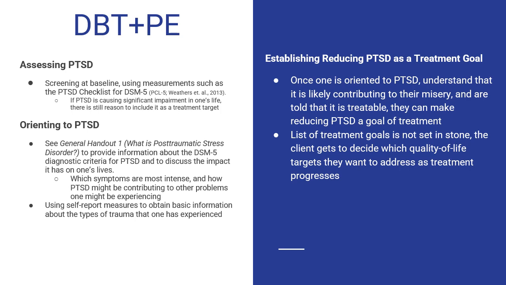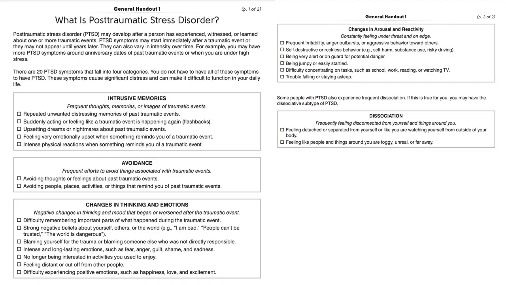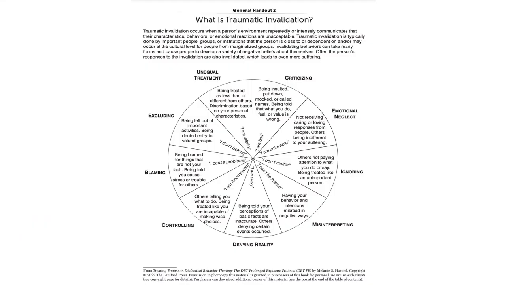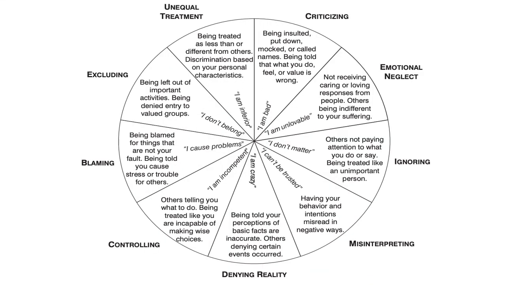We want to assess which symptoms are most intense and how PTSD might be contributing to other problems one might be experiencing. Additionally, we want to establish reducing PTSD as a treatment goal. This handout here could be beneficial for going into what PTSD is in relation to each criterion. This handout is useful in understanding what is traumatic invalidation, and this one can be used for its subsequent impact.